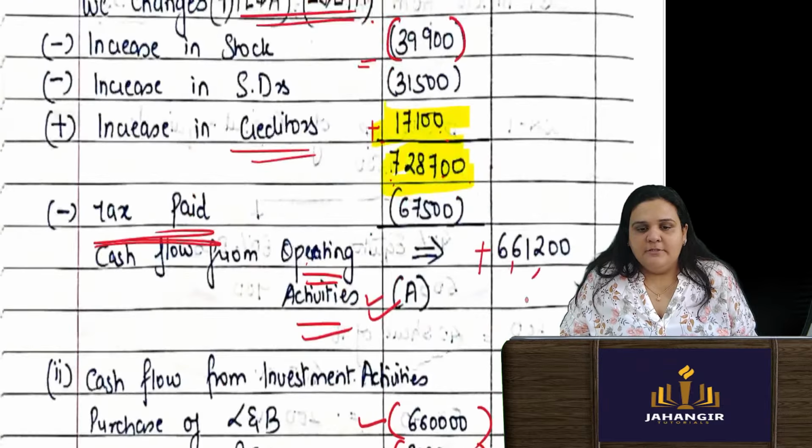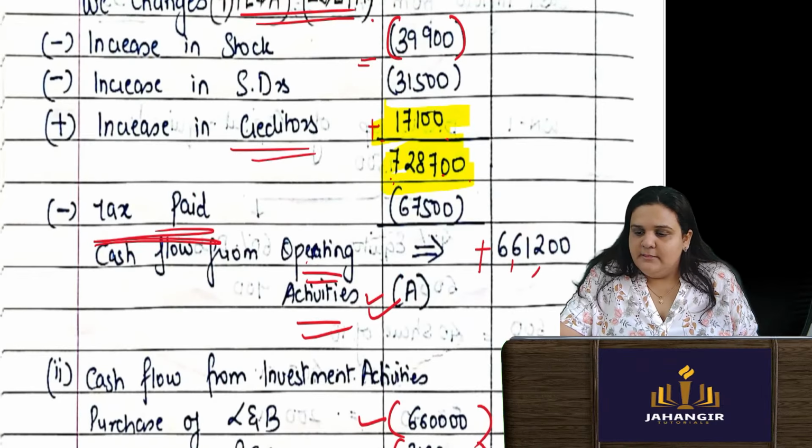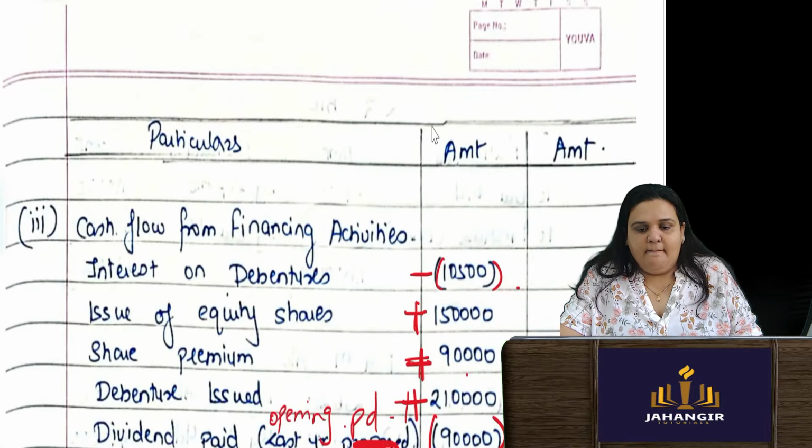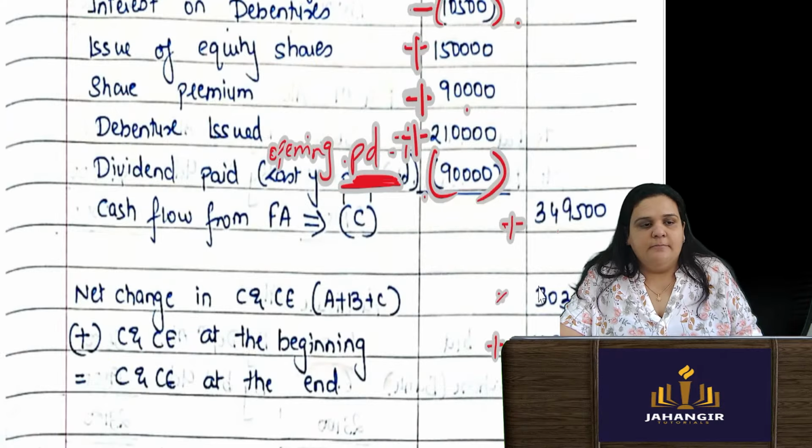There is another positive figure, plus 6,61,200. From there minus 9,80,400. You will get 30,003.